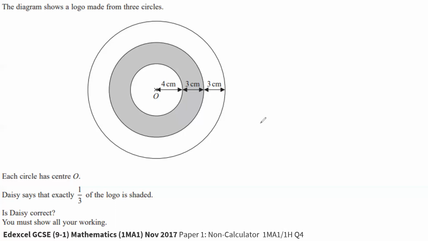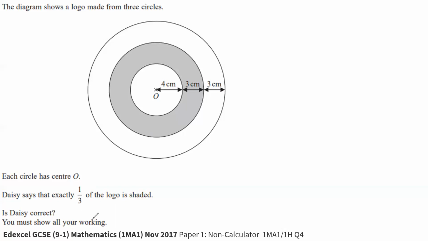So essentially it's saying, find the area of the shaded region and see whether or not it's the same as a third. And that's always the way that I would do any of these questions where they say, is this person correct? Or show that this equals, something along those lines.